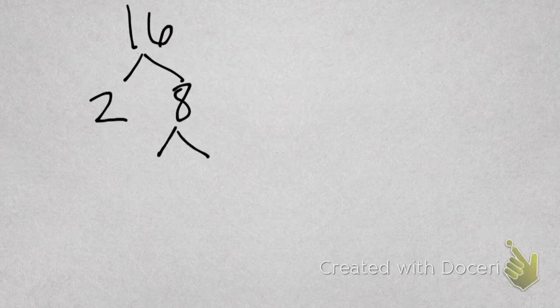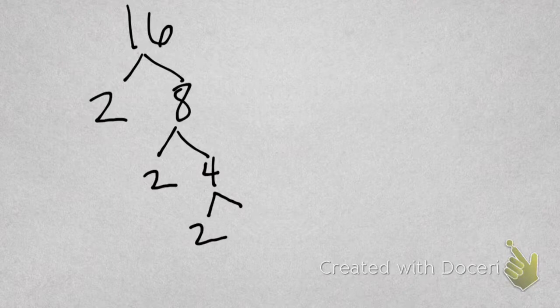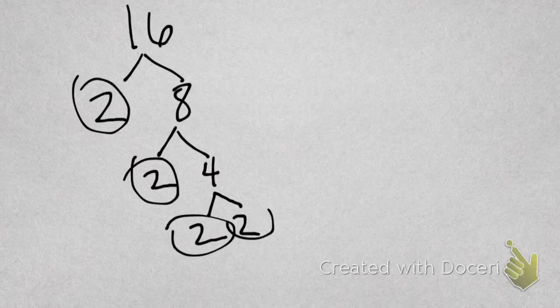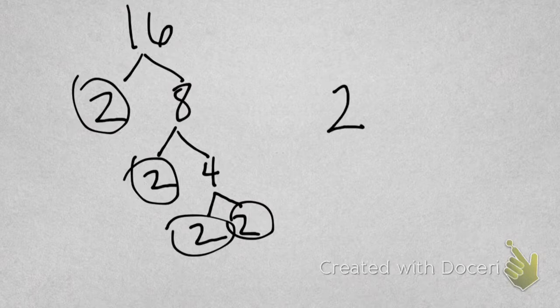Let's look at another one. Let's look at 16. Let's start with 2 again. 2 times 8. And then 8 is 2 times 4, and then 4 is 2 times 2, so I have 4 2's, and that equals 16. And that's the prime factorization.